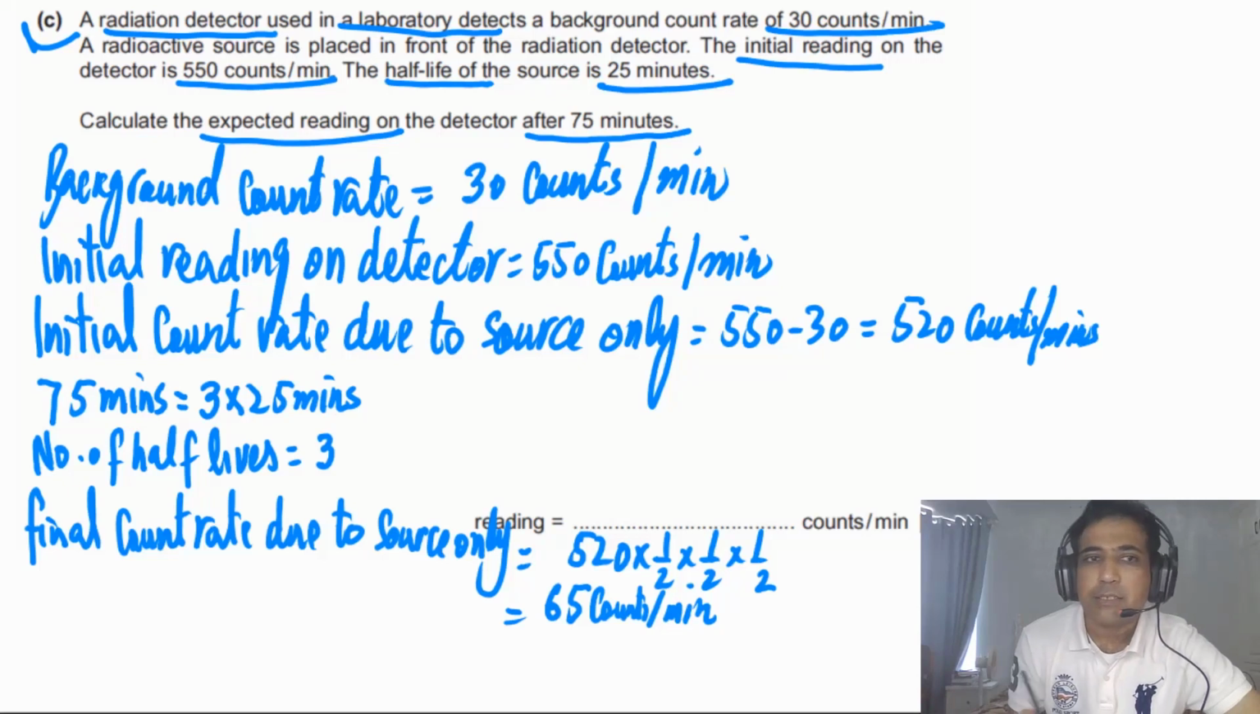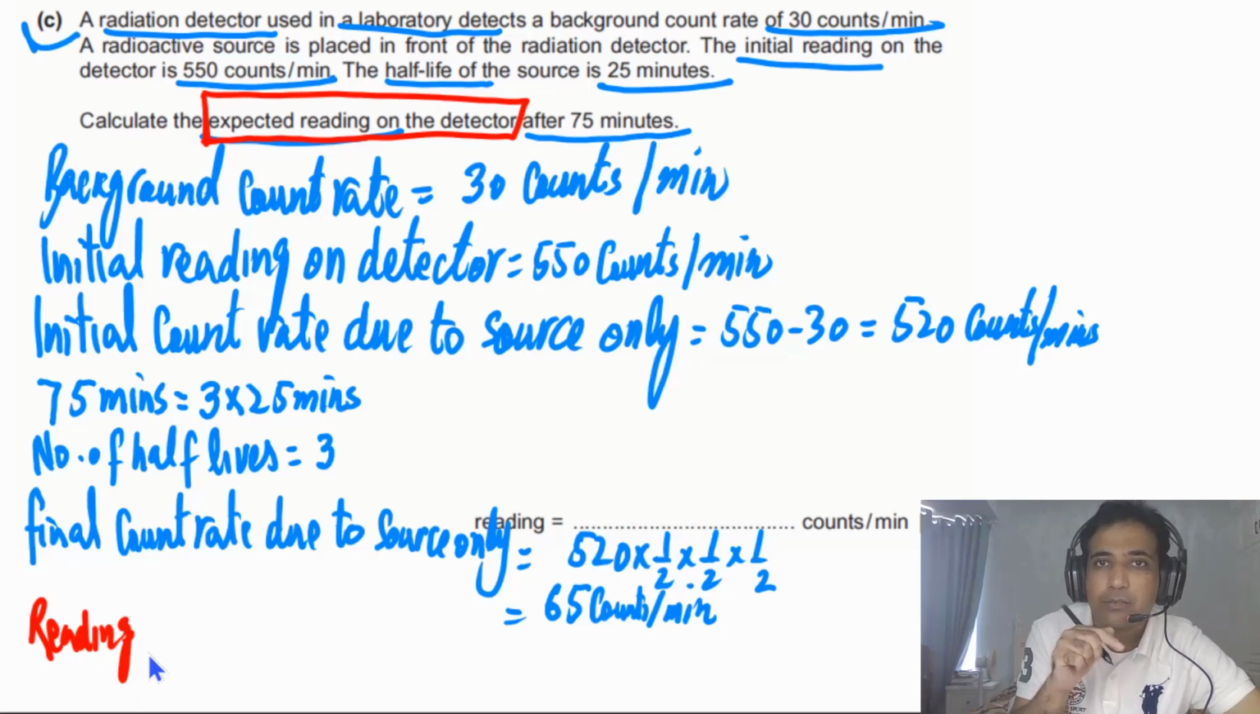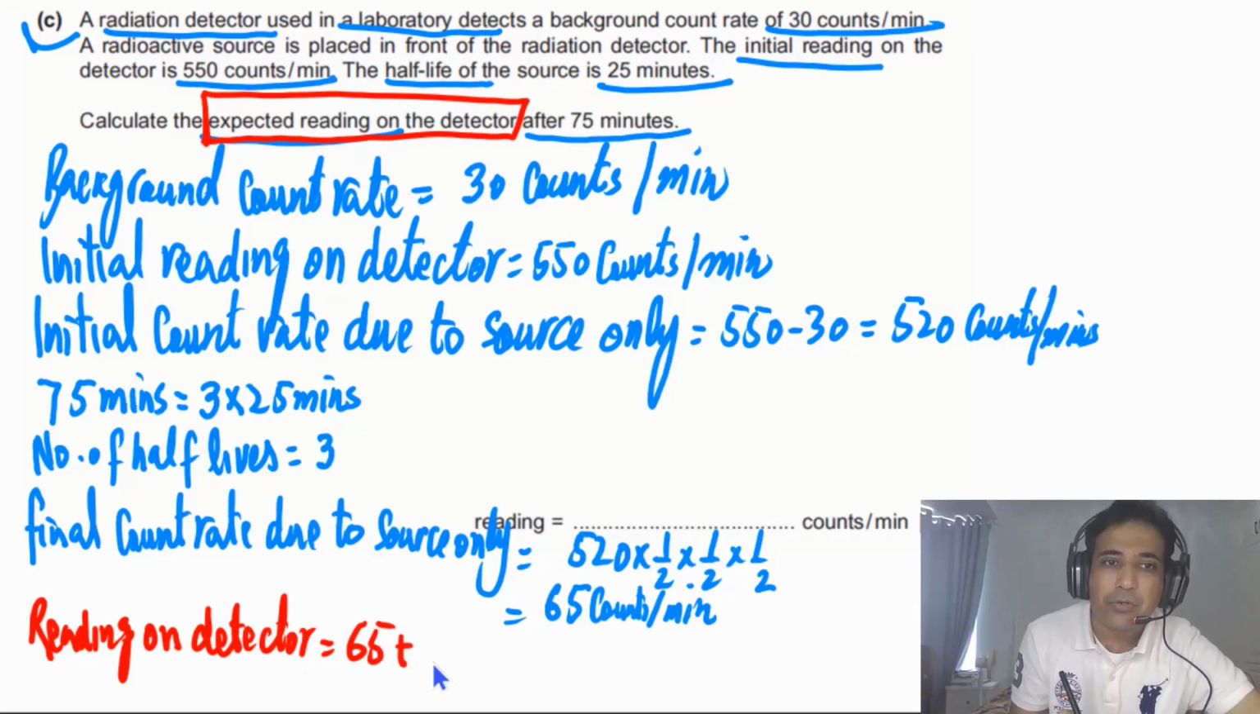But the question is asking us for the expected reading on the detector. Actually this is expected. Expected can be a little bit plus or minus because decay is random, so that's the reason they have written expected reading. So the reading on the detector has to be equal to the final count rate, we have 65, plus background. Background is 30 counts per minute. So the final reading will be 95 counts per minute.